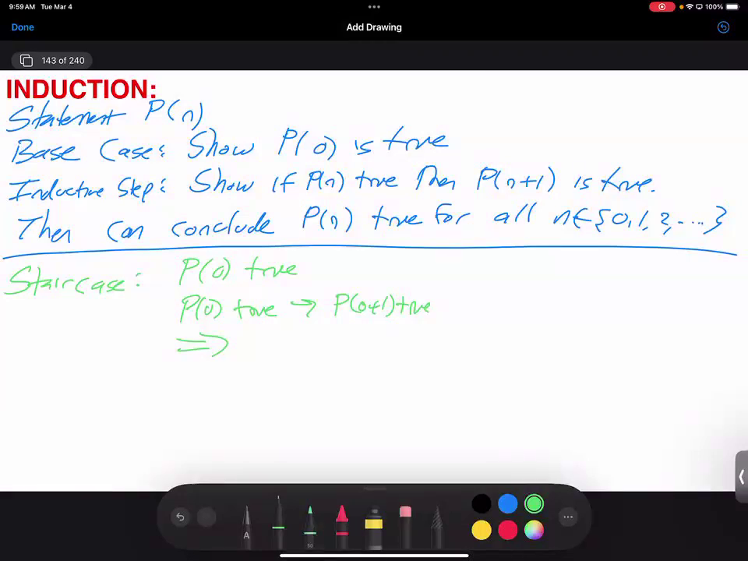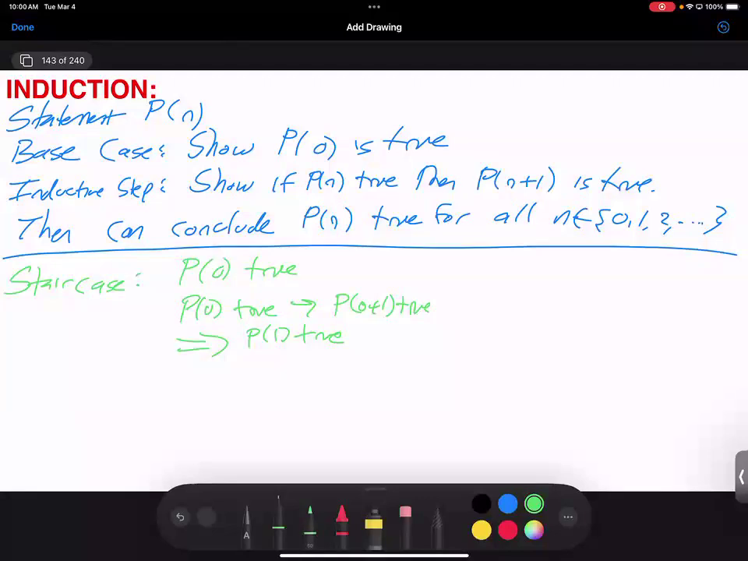We know P0 is true. We then use the inductive step that said whenever Pn is true, Pn plus 1 is true. We used it with n equals 0. So we know if P0 is true, then P0 plus 1 is true. We know P0 is true. What can we conclude? Not Pn plus 1. Which value do we now know is true? P1 is true, right? So now we know P1 is true.